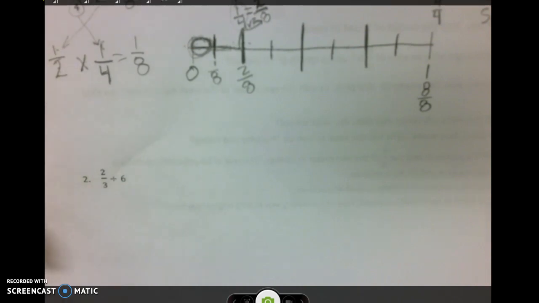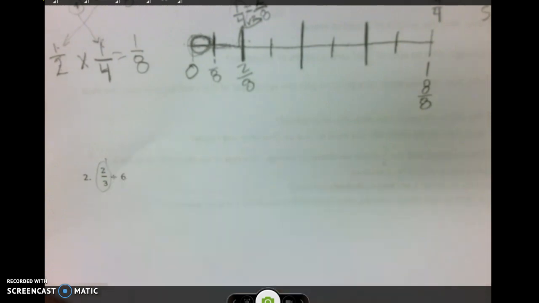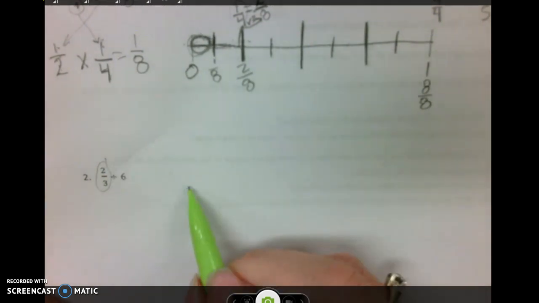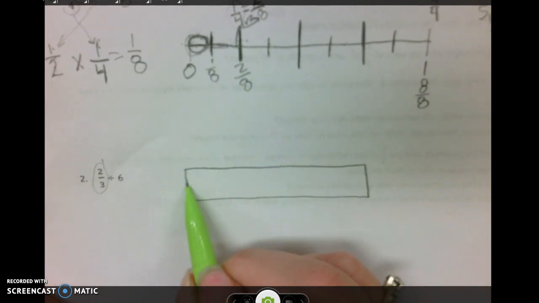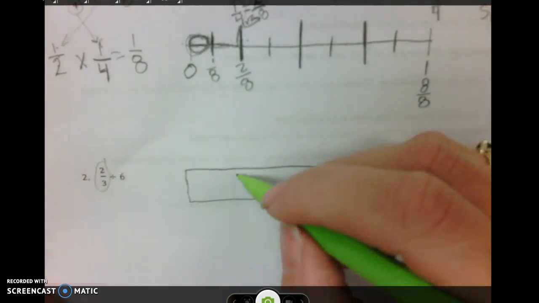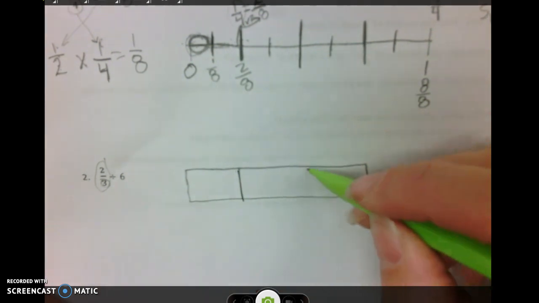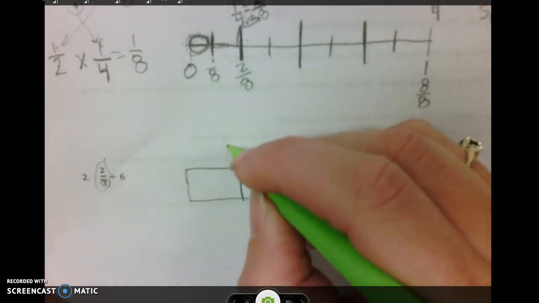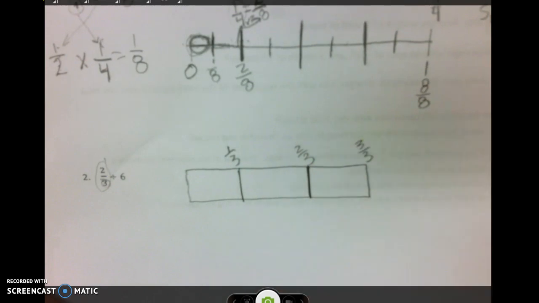So again, I'm going to do my model first to kind of see what this would equal. So I know that the group I'm working with is 2/3. So this time I'm going to try a tape diagram just so we can set it up a little differently and have lots of different strategies. So what I need is thirds, so I'm going to break this into thirds here. So this is 1/3, this is 2/3, this would be my whole 3/3.